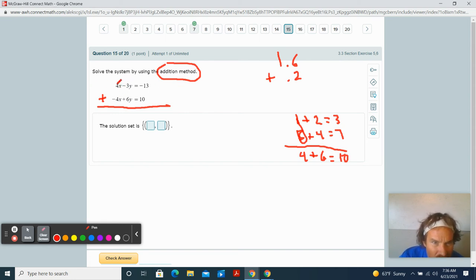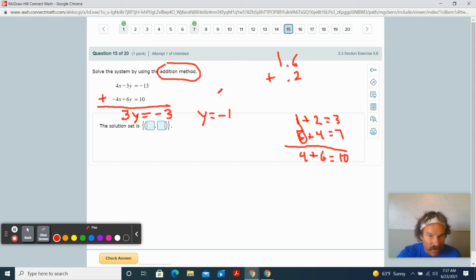Now, look what happens. 4x plus a negative 4x, the x's cancel. That's a great thing. The x's cancel because then you have negative 3y plus 6y. That's 3y. And negative 13 plus 10, that's negative 3. Well, if your variable cancels and you have 3y equals negative 3, then you can just solve for y. Y is equal to negative 1. You still have to find out what x is.